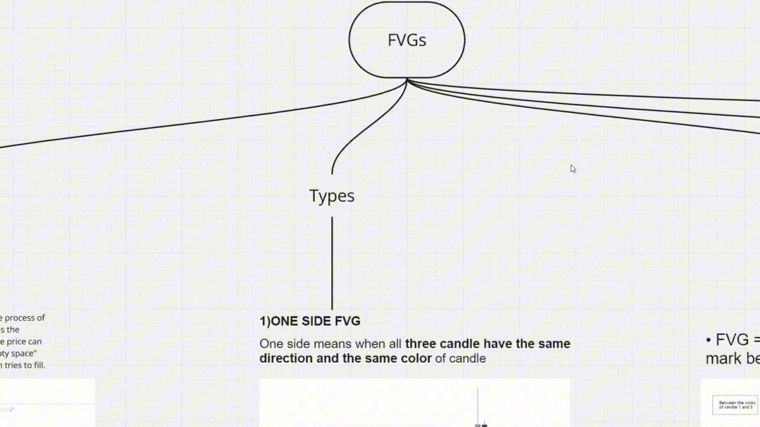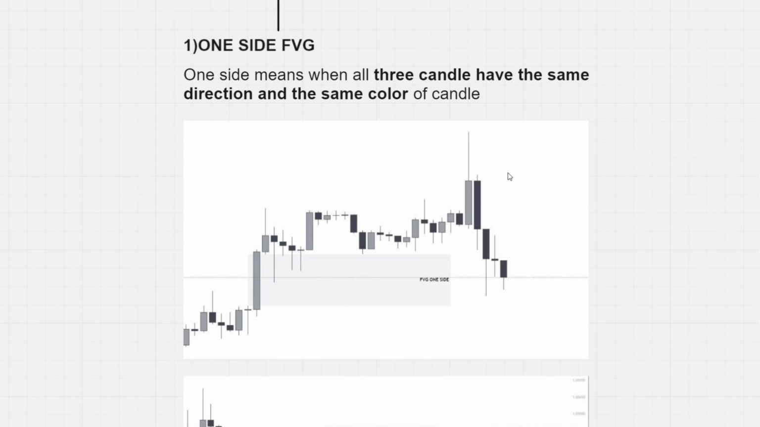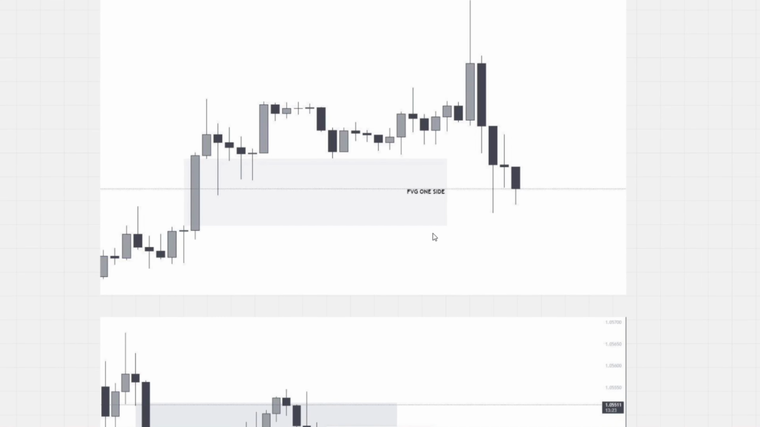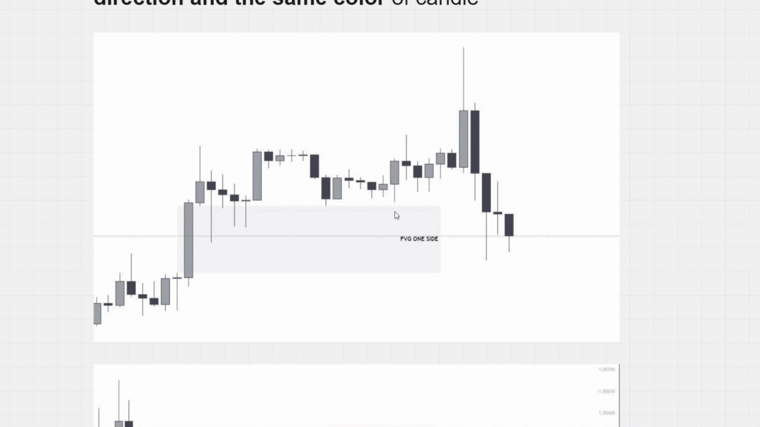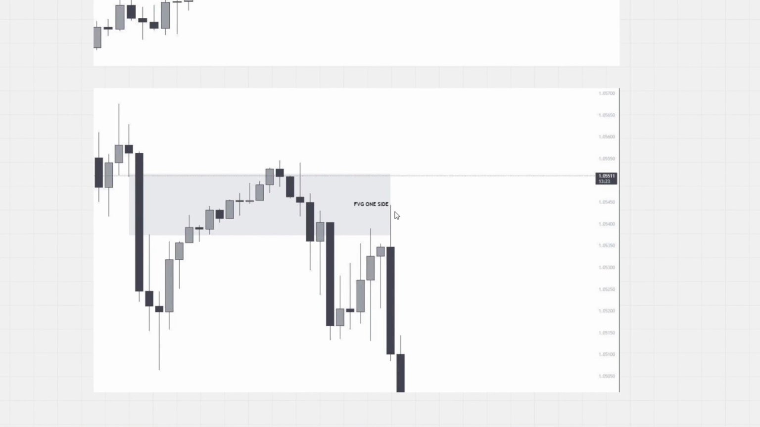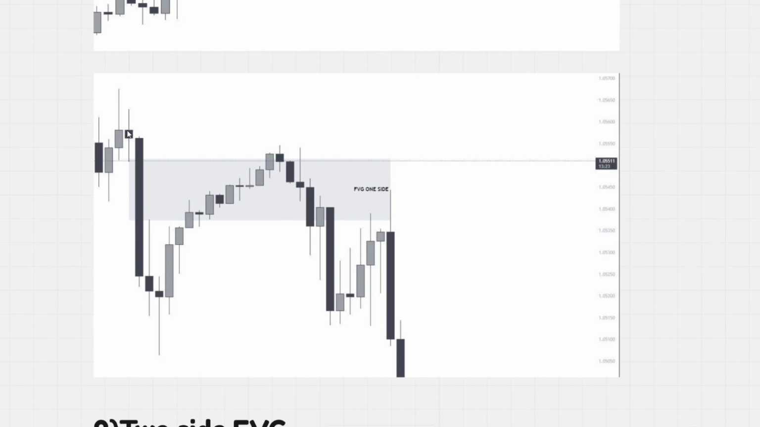And now let's talk about types. What types are there? The first type is the one-side Fair Value Gap. One side means that all three candles have the same direction and the same color. When we see that all three candlesticks are the same color, it tells us that one side of the market, bullish or bearish, dominated. This may indicate the strength of buyers or sellers.